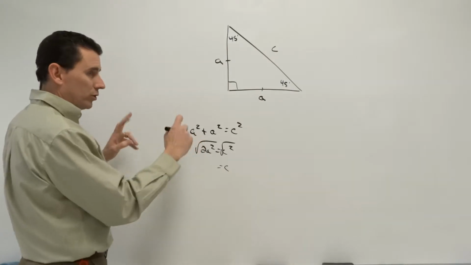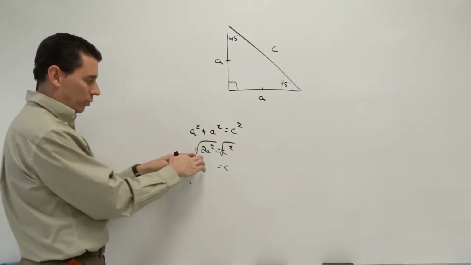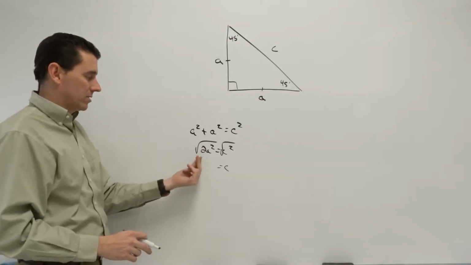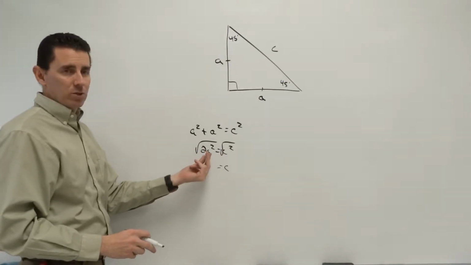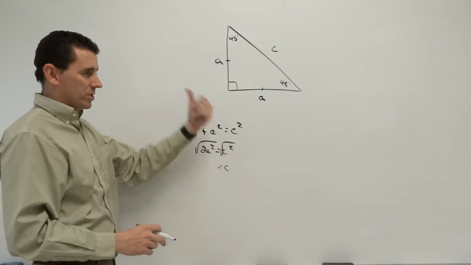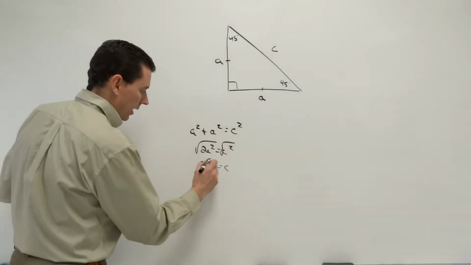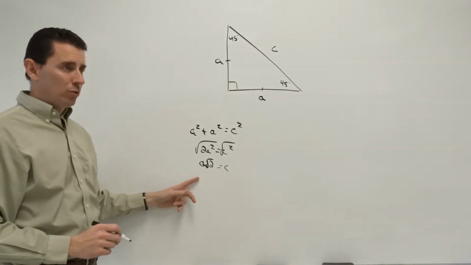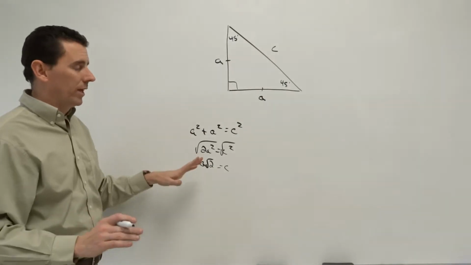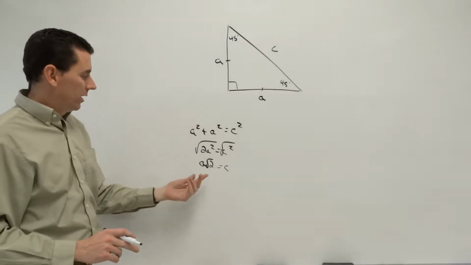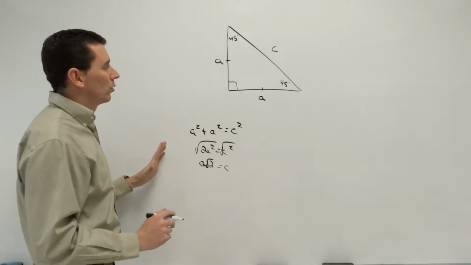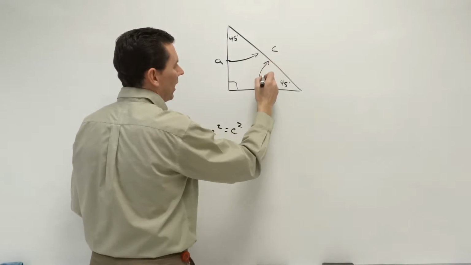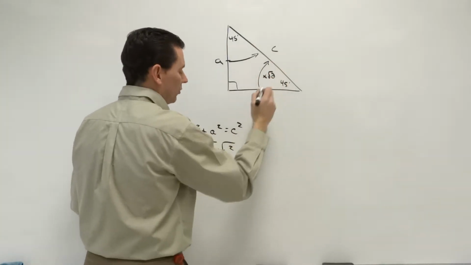The square root of 2A squared, I can break that down into the square root of 2 and the square root of A squared. 2 is not a perfect square, so that has to stay under the radical. A squared is a perfect square, right? The square root of A squared is A, so an A is going to pop out, and we're left with root 2. So the hypotenuse in terms of the leg, there's no short leg here, is the leg times root 2. So I like to think of it this way. If I want to get to the hypotenuse, I can multiply by root 2.